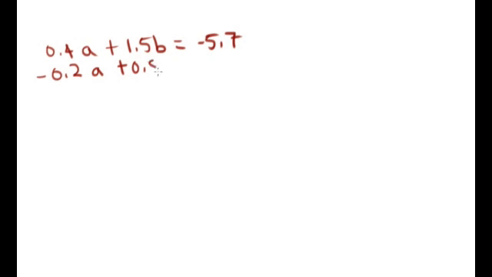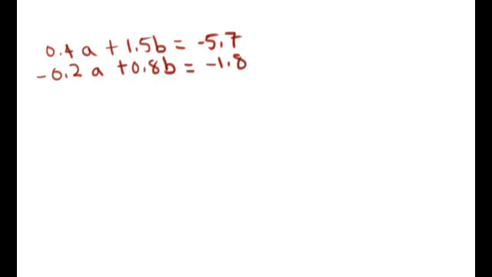So let's try another one that's a bit harder. So let's try 0.4a plus 1.5b is equal to negative 5.7. And negative 0.2a plus 0.8b is equal to negative 1.8.